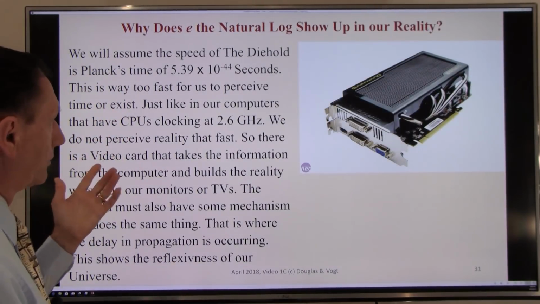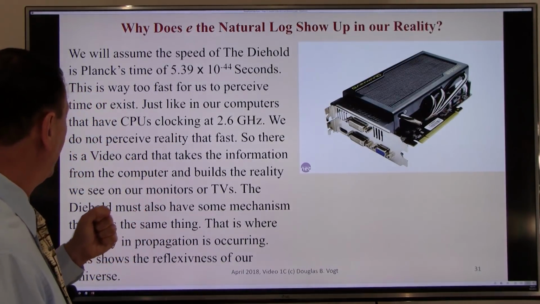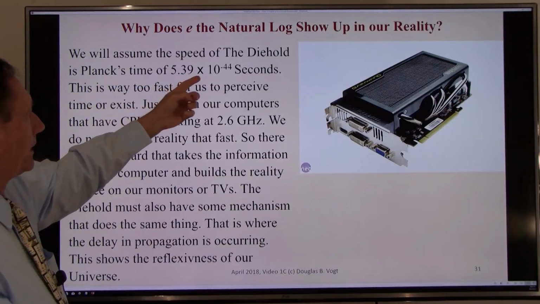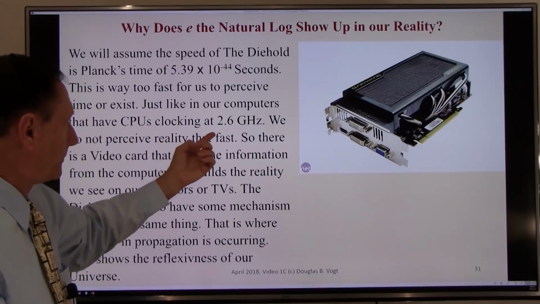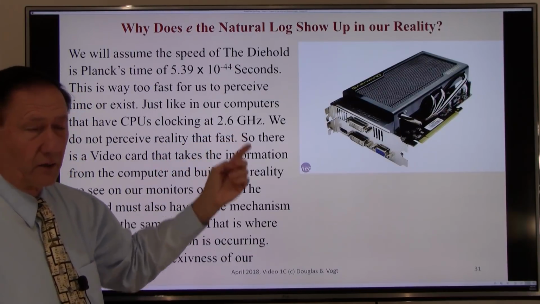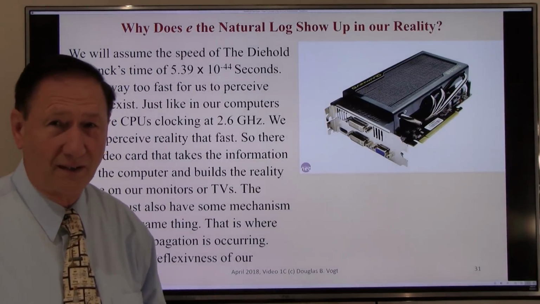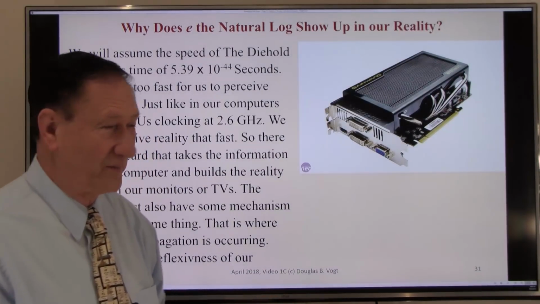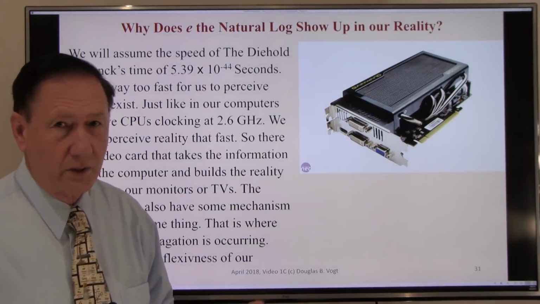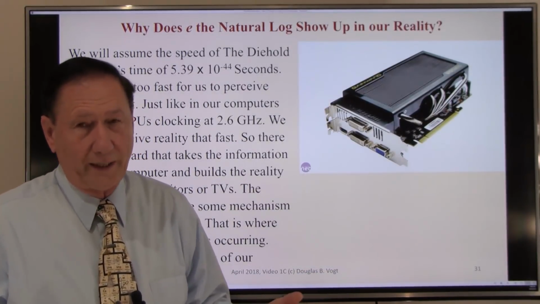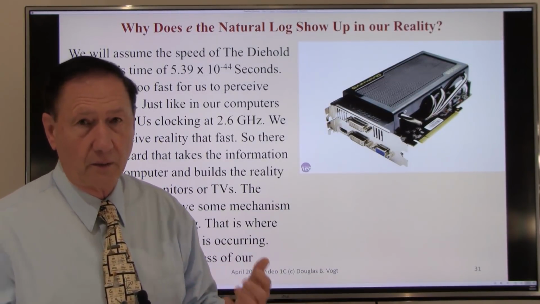Okay, then we get to the natural log and why it shows up in our reality. Planck's constant again, 3.39 times 10 to the minus 44 seconds. This is awfully short. Our computers, some of them go at 2.6 gigahertz, some are 1 gigahertz. Remember the old ones that were 100 megahertz? I do. I used to have one, and I'm sure some of you did too. Well, we don't perceive reality that fast. We can't.